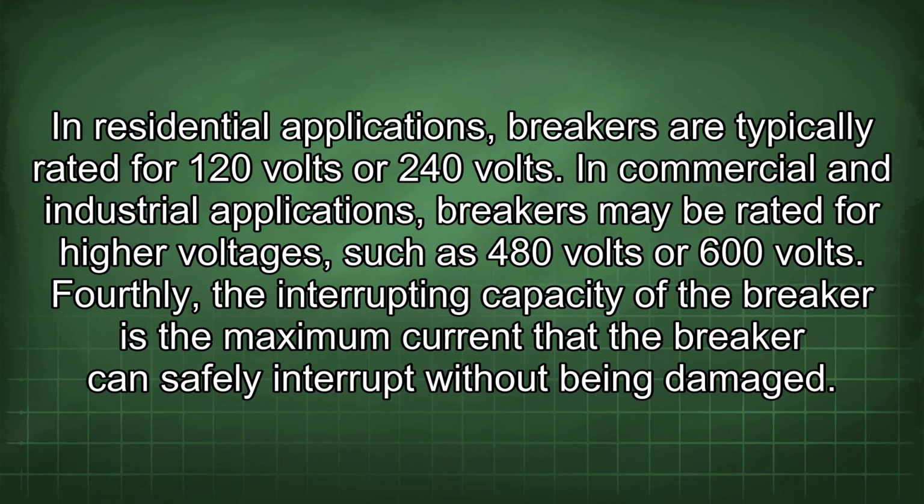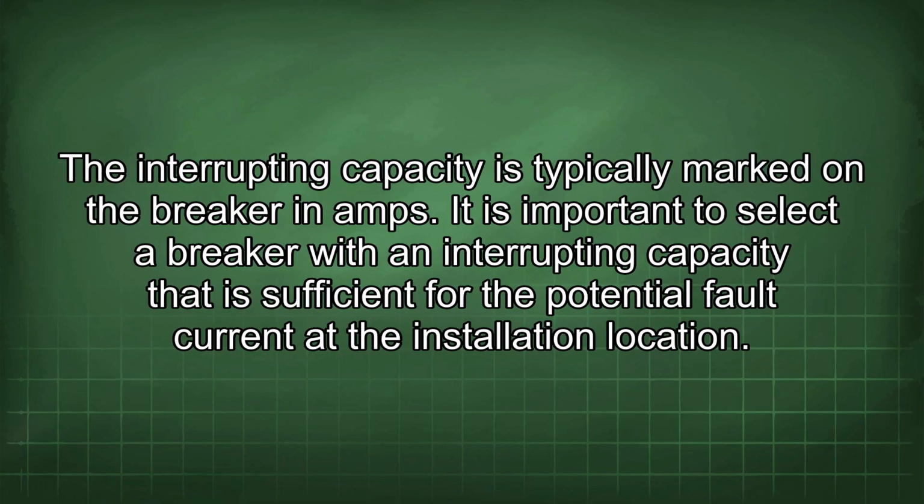Fourthly, the interrupting capacity of the breaker is the maximum current that the breaker can safely interrupt without being damaged. The interrupting capacity is typically marked on the breaker in amps. It is important to select a breaker with an interrupting capacity that is sufficient for the potential fault current at the installation location.